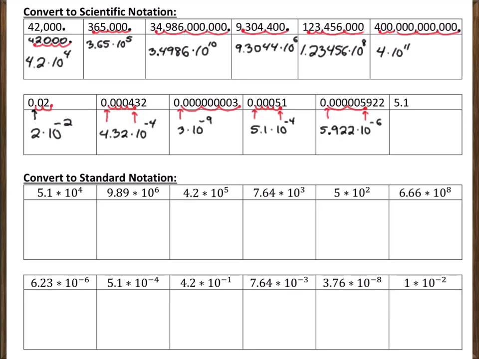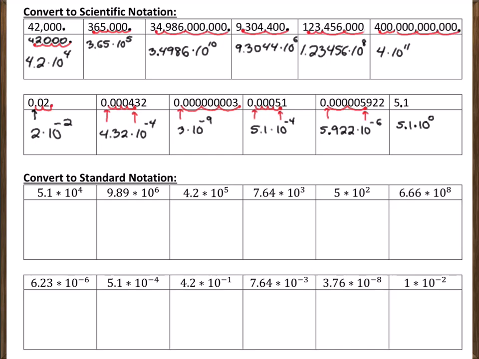All right, so now let's look at this very last example, 5.1. So the decimal point is starting right here, and we don't really need to move it, right? In other words, we need to move it 0 times. So if somebody forced me to write it in scientific notation, I could write it as 5.1 times 10 to the 0 power.